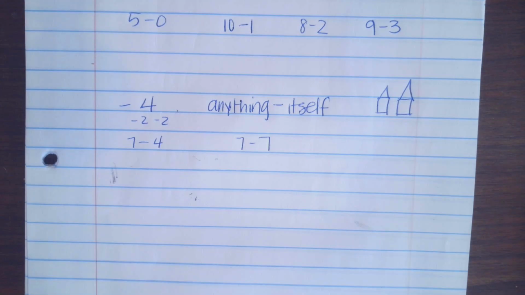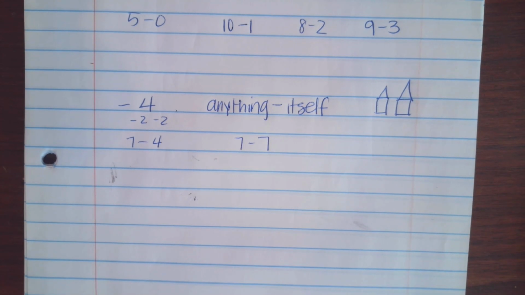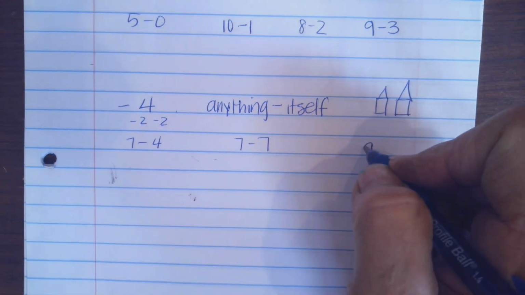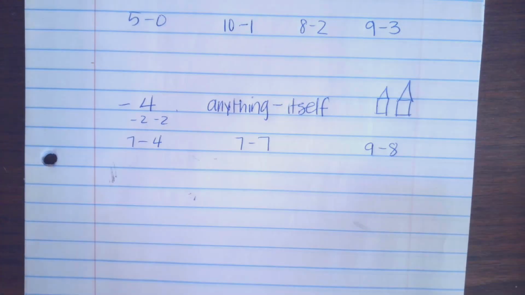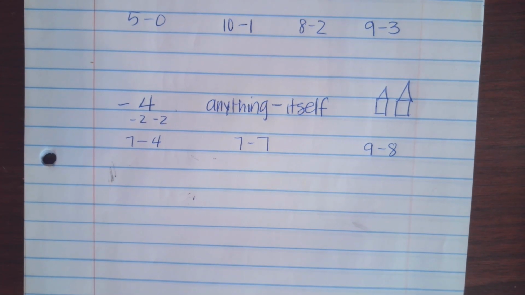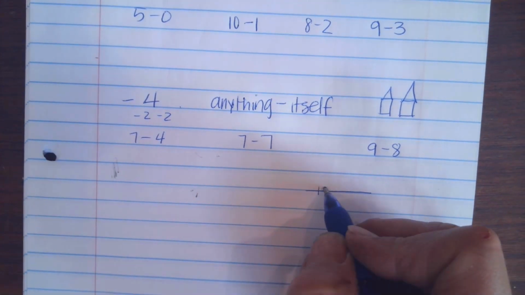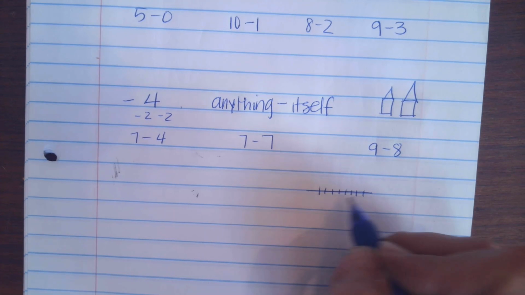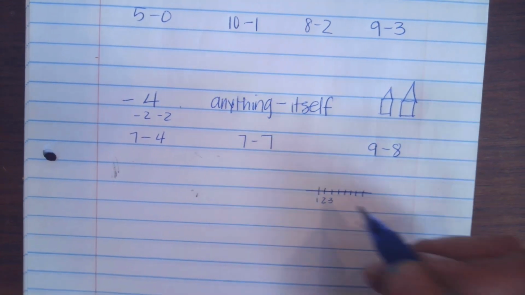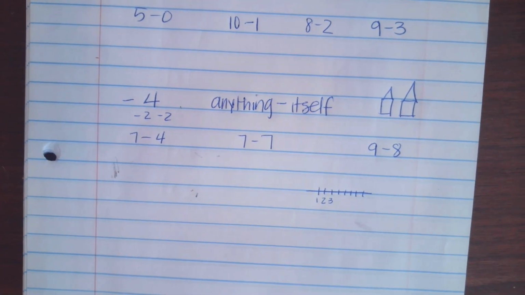Anything minus itself is 0. If you have 7 cookies and you eat all 7 cookies, you have 0 cookies left. Next door neighbors are, if your neighbor lives 1 house from you, then all of the numbers on the number line that live next to each other, 1 lives next to 2, 2 lives next to 3. So if they live next to each other on the number line, the answer is 1.